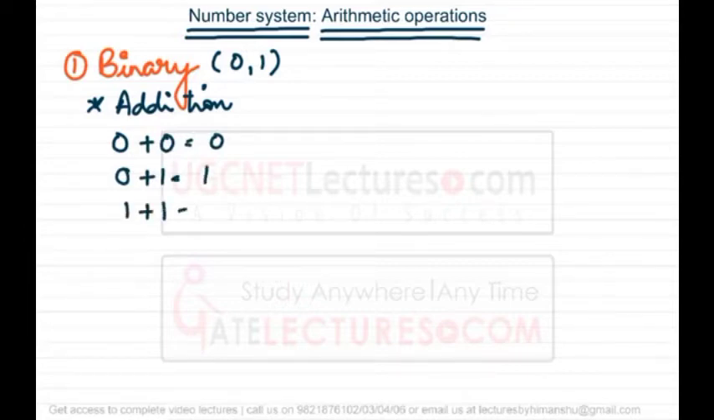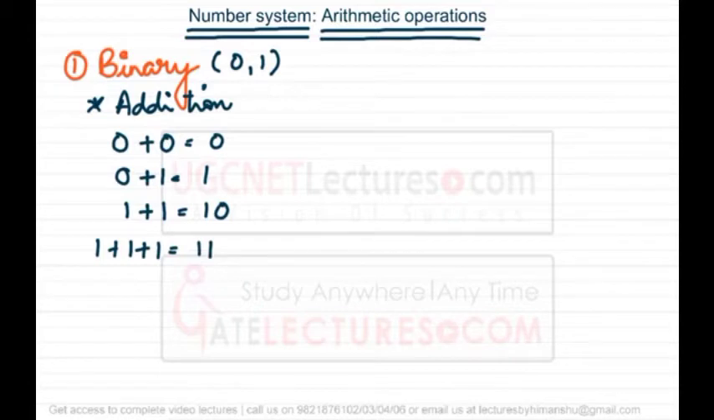1 plus 1. See, 1 plus 1 is 2, we know, but 2 is not a valid symbol in binary, and 2 can be represented as 1 0 in binary. So I'm writing it as 1 0. Similarly, 1 plus 1 plus 1, which is 3. But since 3 is not a valid symbol in binary, we represent it as 1 1.